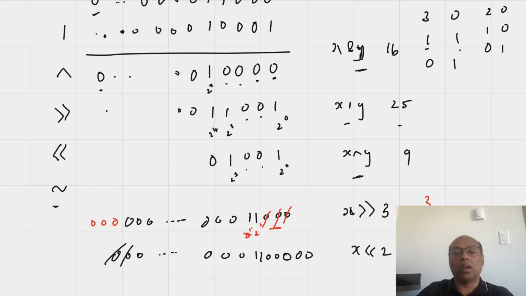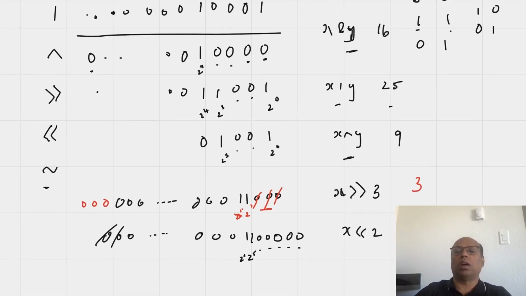Now this is 2 raised to 0, 2 raised to 1, 2 raised to 2, 3, 4, 5, and 2 raised to 6. 2 raised to 6 is 64 plus 32. In this case, 64 plus 32 is 96. Correct?